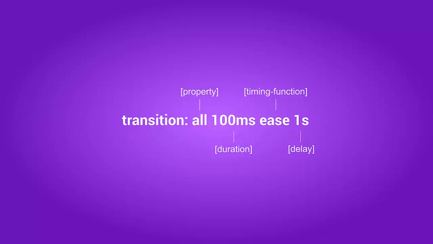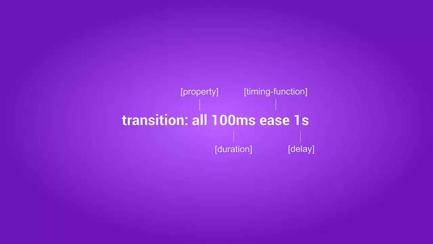So the next one is the duration. So the duration is how long this transition is going to take. So it could take 1 second, it could take 100 milliseconds or something like that. So that is basically the period it's going to take. So if you have that square we're talking about before, it's going to take, in this case, 100 milliseconds for it to change to a circle from a square.